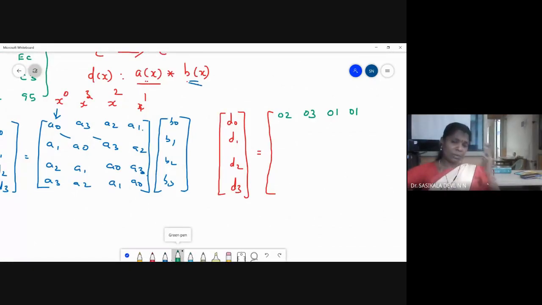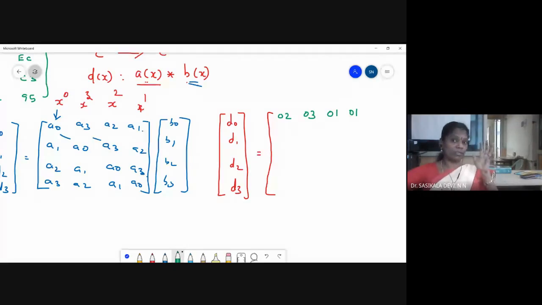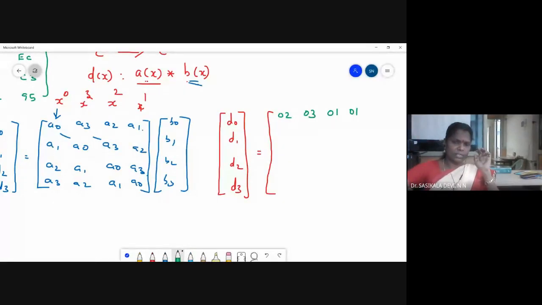You need not remember the matrix. In the AES algorithm, nothing needs to be remembered. Everything is based on derivation. If you know the fundamentals, then you can solve it easily. So 02, 03, 01, 01. What is the subsequent row? The subsequent row is simply a shift.